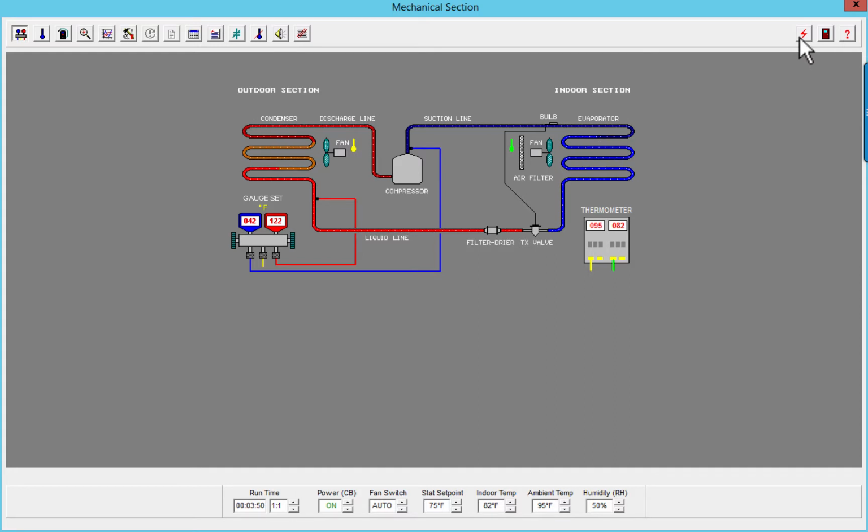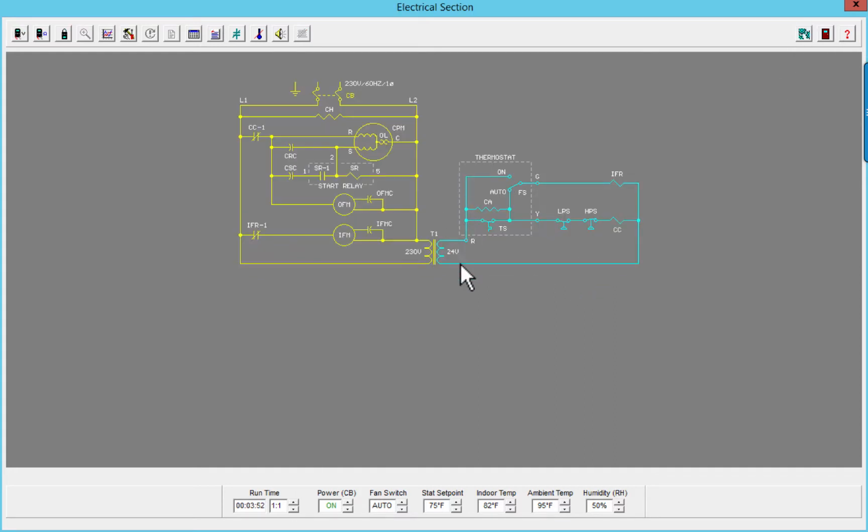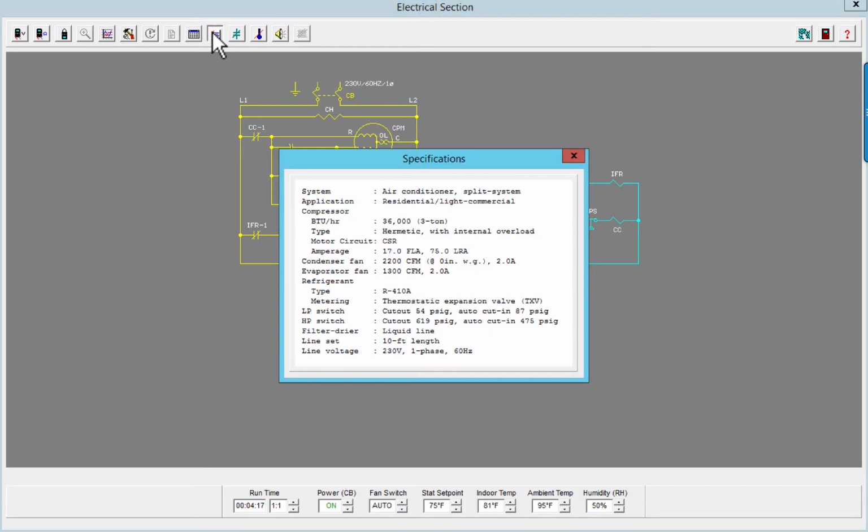Now let's go look at the electrical side of this. Let's take an amperage reading. I want to take an amperage reading of my compressor. I have 18 amps. I'm going to move that. I want to do the outdoor fan motor. I have 2 amps. Let's look at the specifications. What should I have? Amperage of the compressor is about 17 amps. Condenser fan should be 2 amps. Right where I want it to be.